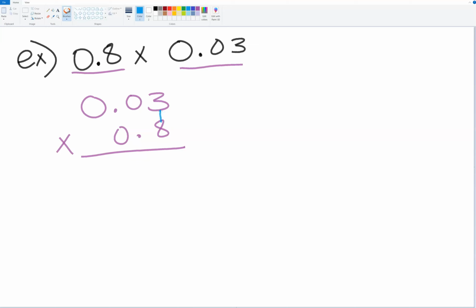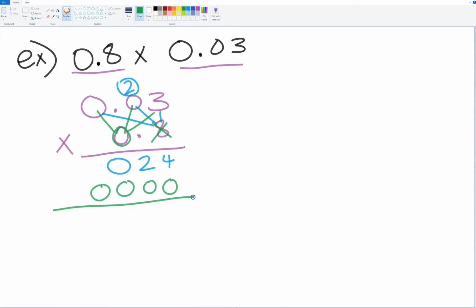So 8 times 3 is 24, so we're going to put a 2 and a 4. Then 8 times 0 is 0, but you got the 2, so it's going to be a 2. And then you have 8 times 0, which is 0. Now remember to always put your 0 in the first place, and we are done with that number. Now let's move on to the next one. So 0 times 3, 0. 0 times 0, 0. And 0 times 0, 0. Again, I like to always add those zeros because that helps me later with moving the decimal, but that is totally up to you if you want to do that.